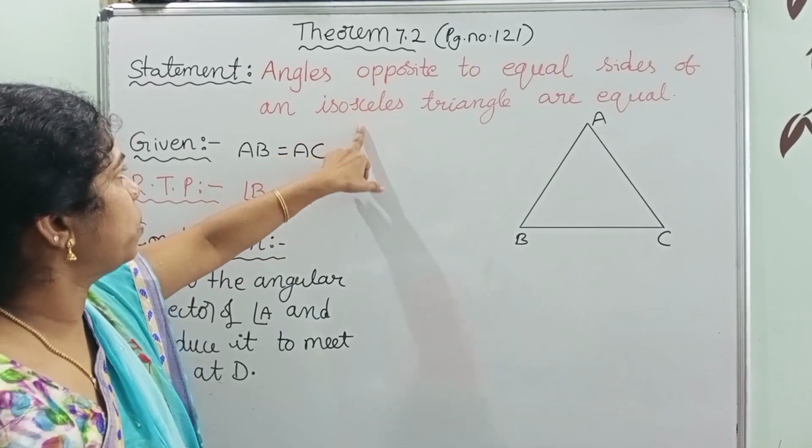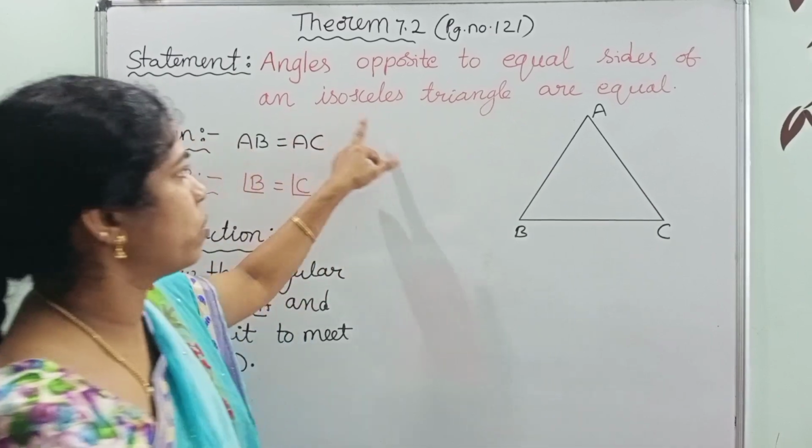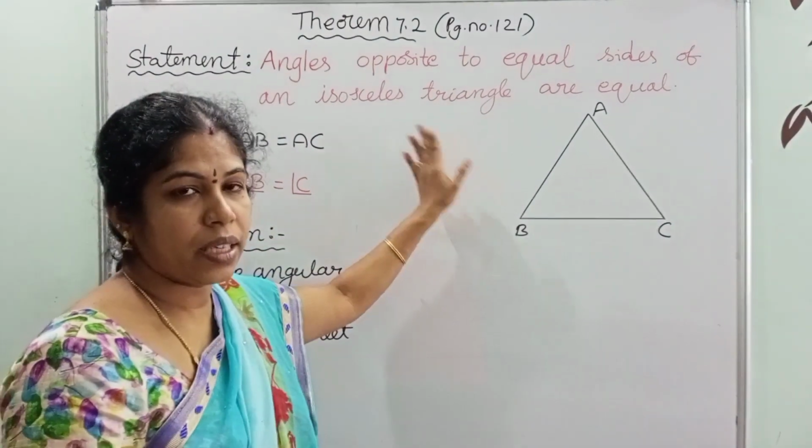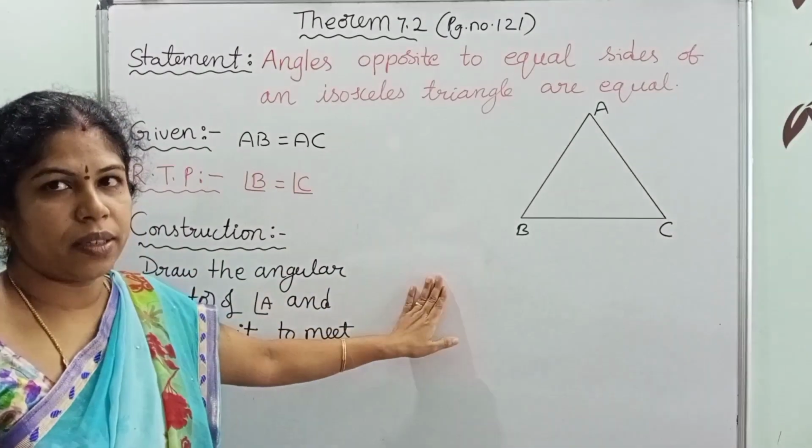In theorem 7.2, the statement given is: angles opposite to equal sides of an isosceles triangle are equal. Actually, this statement you already know, but let us see the proof of it.